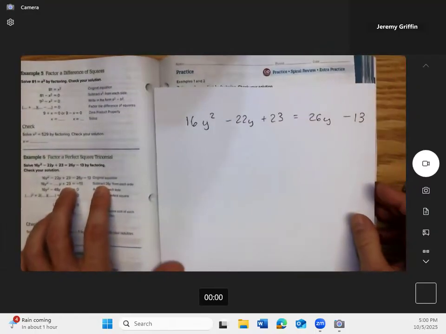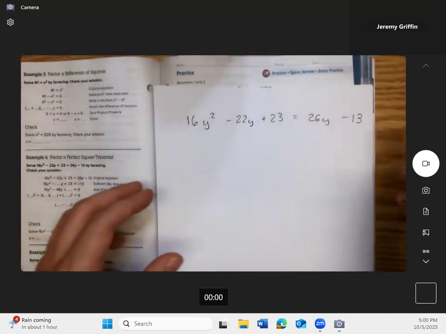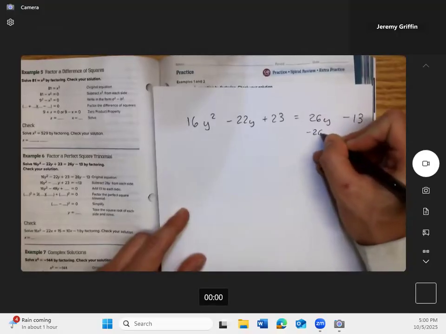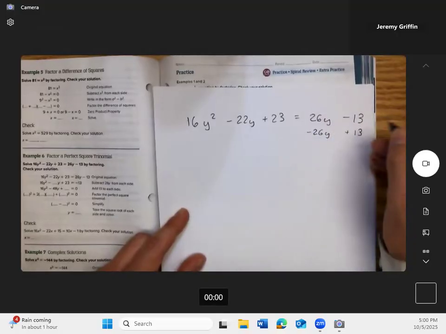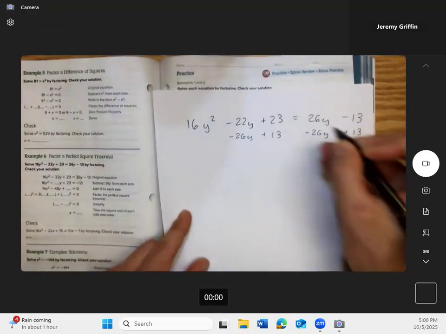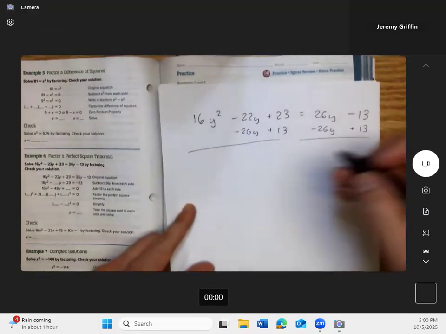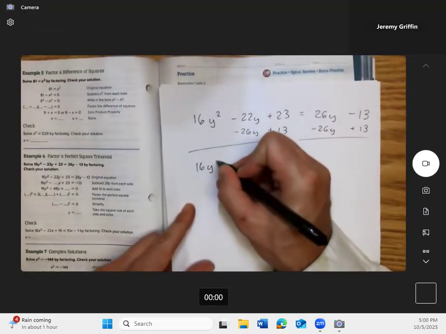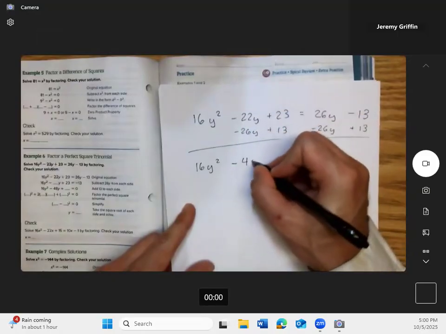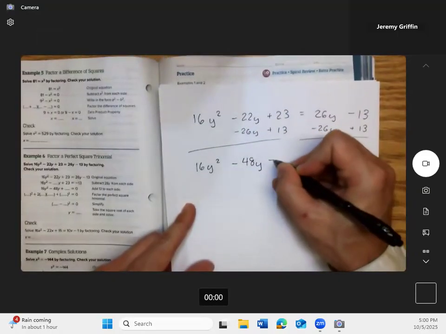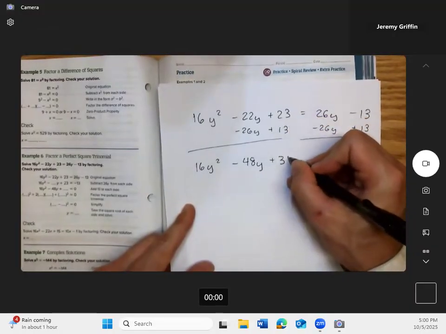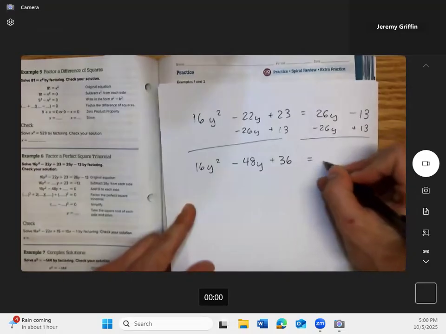Okay. Well, what we've been doing all lesson is subtracting everything over again, all set equal to 0. So I'll do that here. So let's subtract off 26y and also add 13. We'll do that to both sides, to keep it all balanced. Boom, boom. So I still have a 16y squared. Now I've got, what is this, minus 48y? Okay. And then plus 36, I think? Okay. Is all equal to 0.